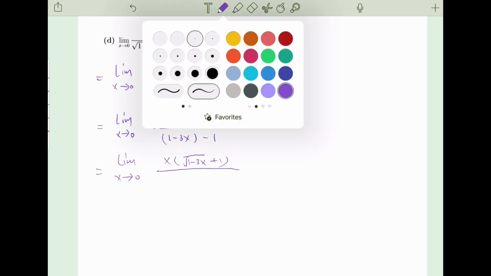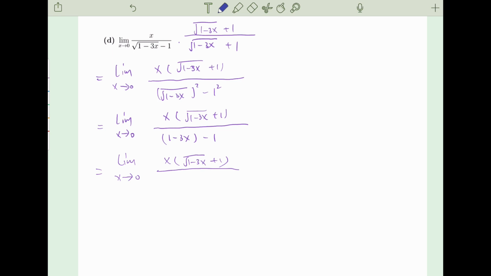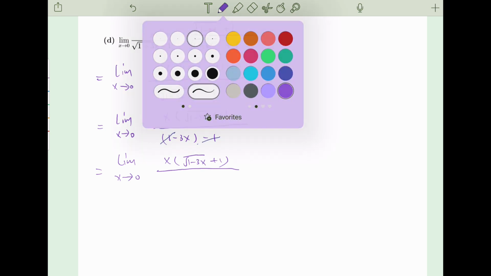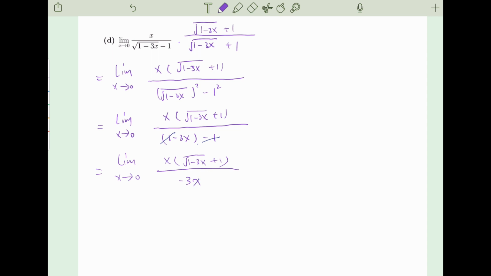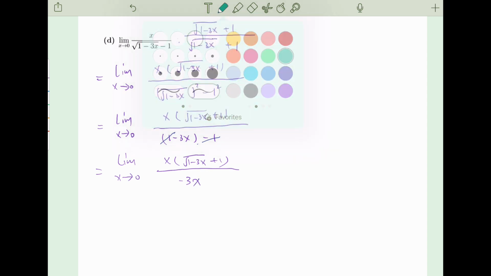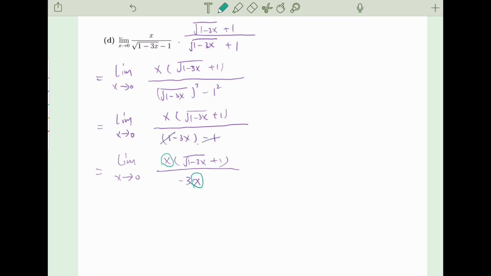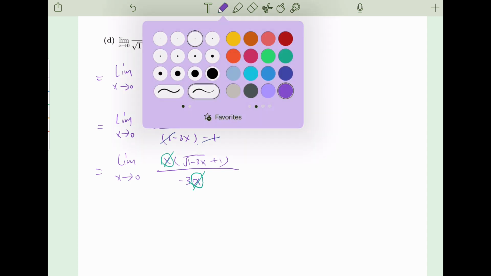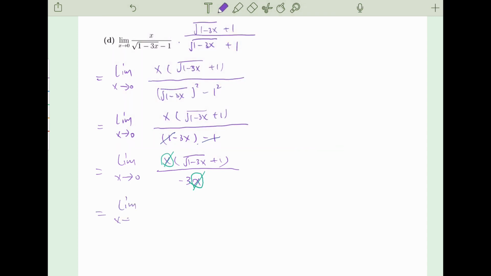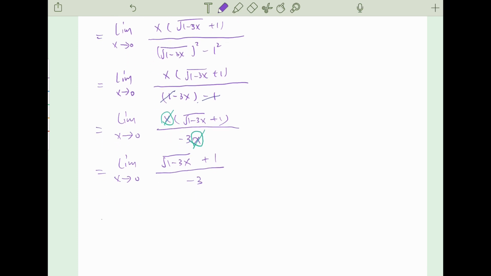Now we have this one, right? Open the bracket. This one is cancelled with this one here. And we're left with negative 3x in the bottom. And we can see that both the top and the bottom have this x here. So cancel them out. Now we are left with square root of 1 minus 3x, plus 1, divided by negative 3, right? Since the 0 factor is gone, now we can plug in 0 to have square root of 1 minus 0, plus 1, divided by negative 3, which is 1 plus 1 divided by negative 3. That is 2 over negative 3.